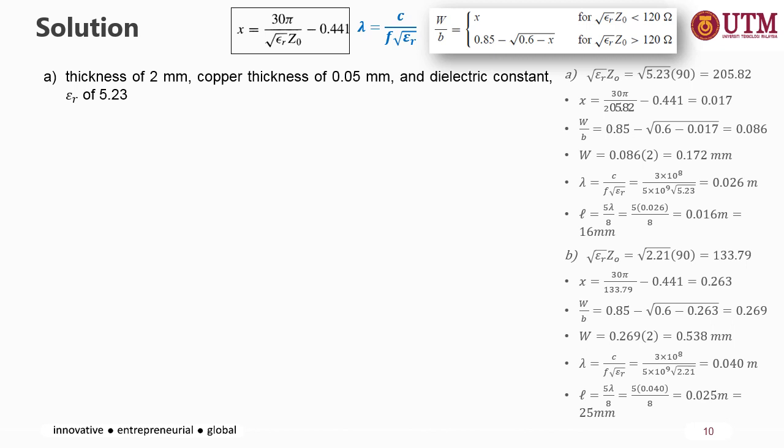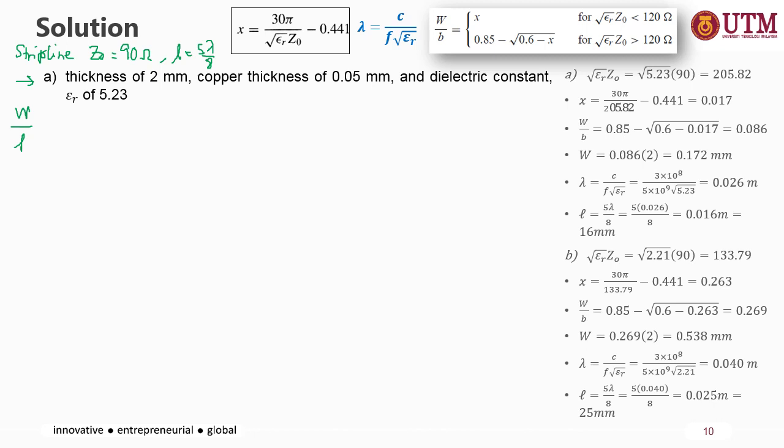Okay, let's try this out. So the given question just now, you have the strip line with Z0 equal to 90 ohm and the length given as 5 lambda over 8. You need to calculate the width and the length if the substrate used has these properties. To get the W and also the length, refer to the related equation.